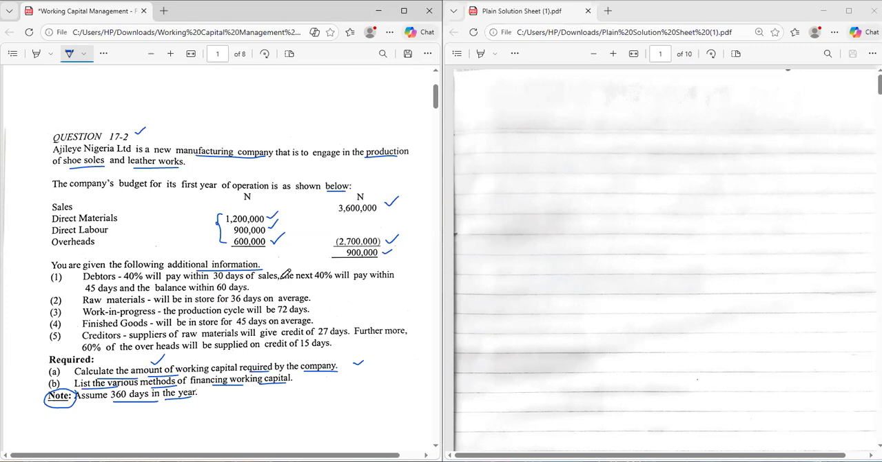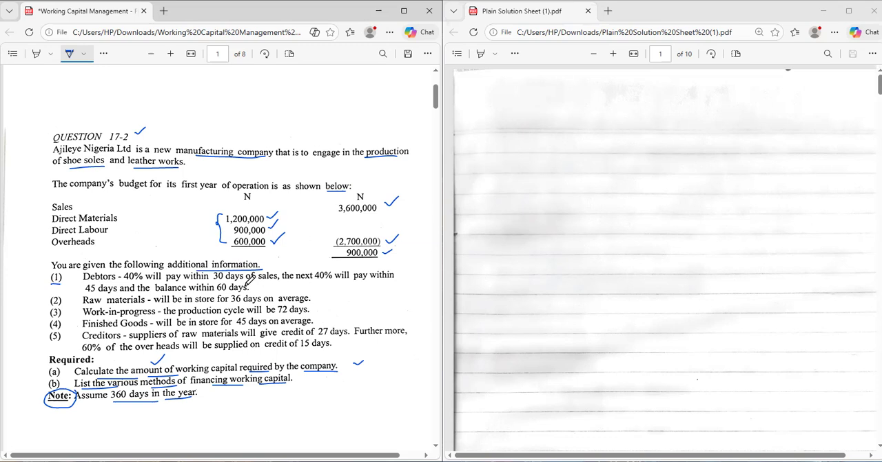Now, the first additional information states that, number one, it's debtors. 40% will pay within 30 days of sale. The next 40% will pay within 45 days, and the balance within 60 days. This particular statement is familiar from a cash budget. For those of you that have done cash budgets, you usually see this kind of statement. So you can also see them in a working capital question.